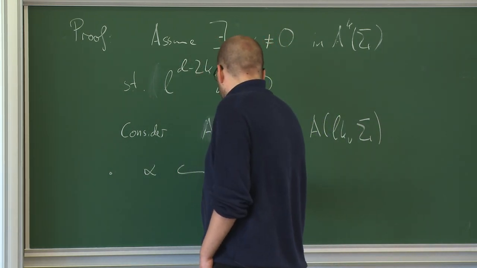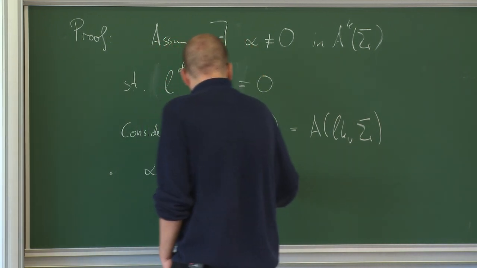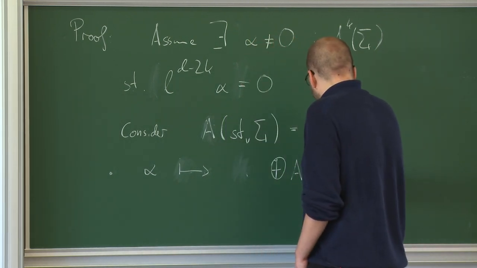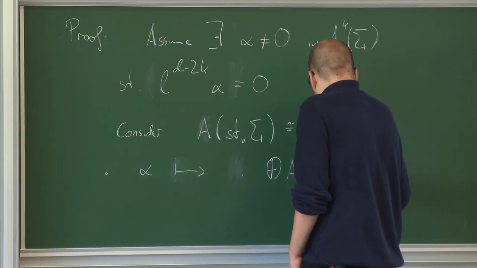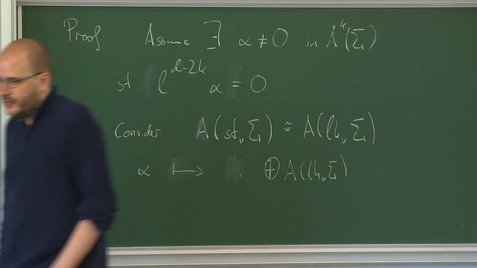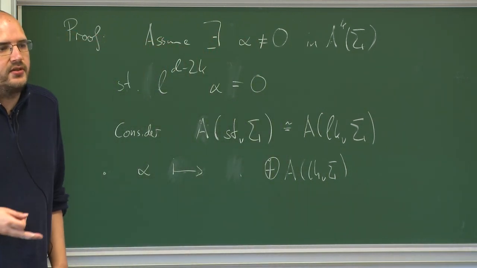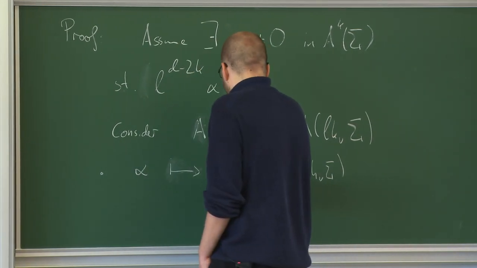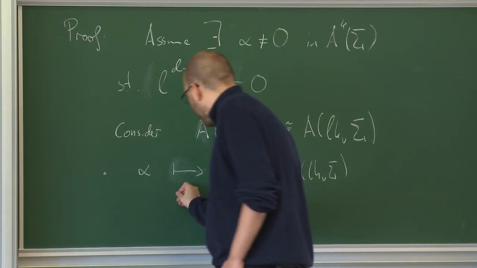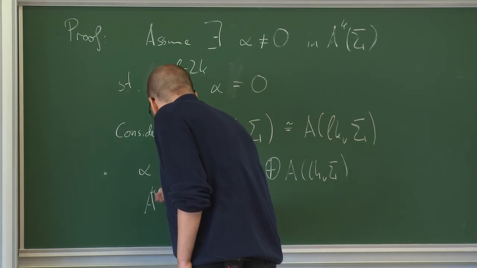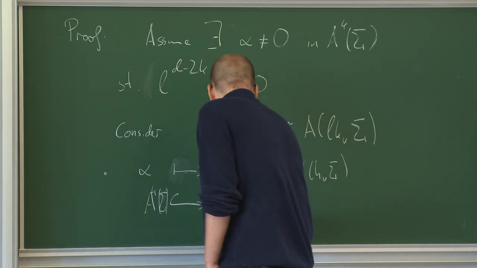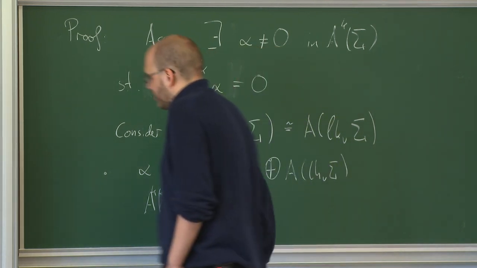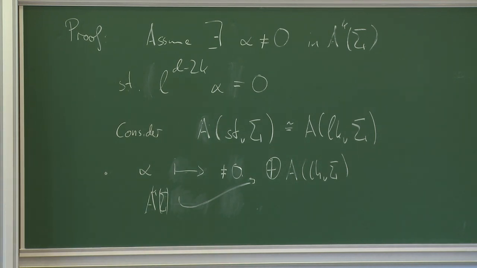So alpha, I can map alpha into the direct sum over the links of the vertices in sigma. What do I know? Well, I know that this has non-zero image, so this here is something not equal to zero. Because remember, this map from degree k of sigma was an injection. This was Poincaré duality. This map here is an injection. That's the first fact that we shall need.